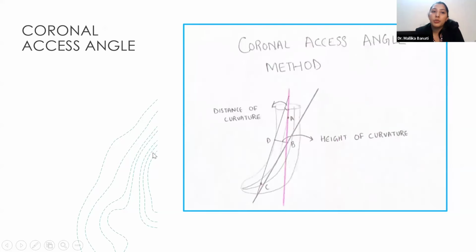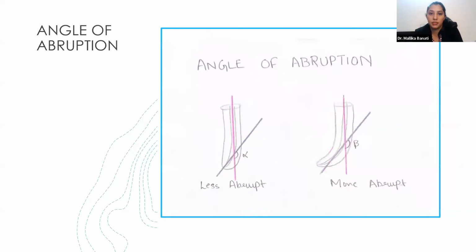We also have a coronal axis angle method. This method was particularly made for checking the deviation between the orifice and the curvature. So the distance of the curvature from the orifice was what was actually found through this method.